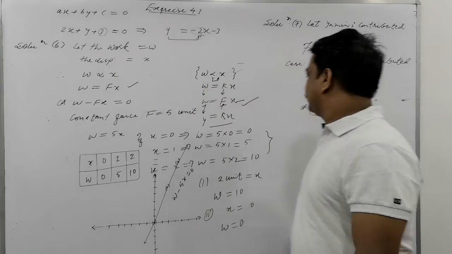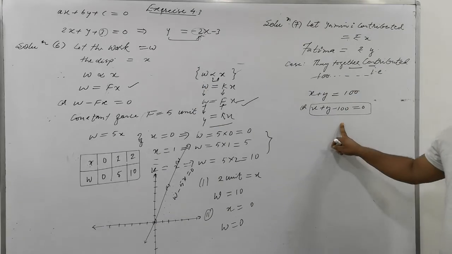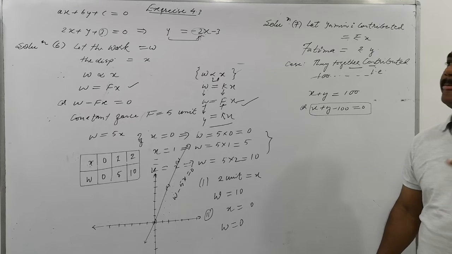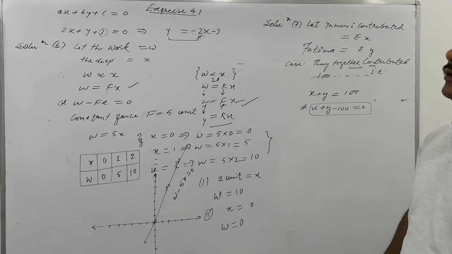Right now, see the next. So x plus y minus 100 is equal to 0. This is the linear equation we brought, okay? And the same the questioner is saying here, what?